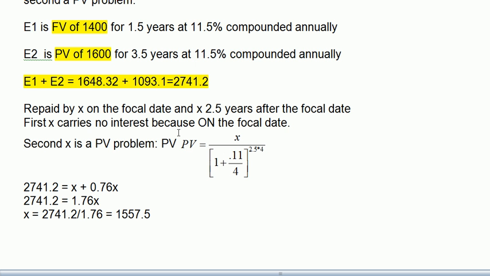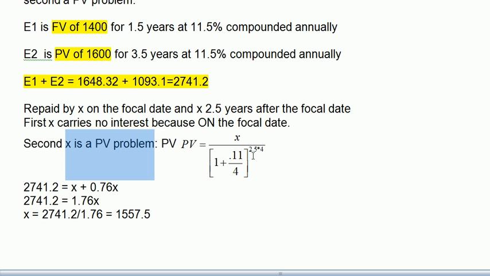Now they're to be repaid by X dollars on the focal date and another X 2.5 years after the focal date. The first X carries no interest because it's on the focal date, and therefore the time t is 0, so it's just X. The second one is a present value problem because the X occurs 2.5 years after the focal date.